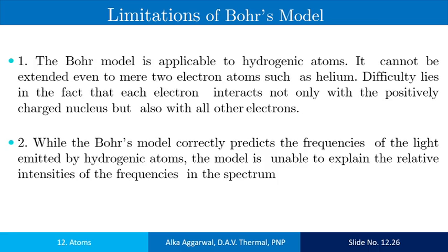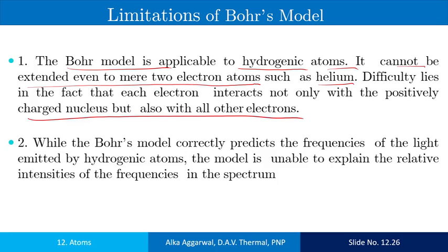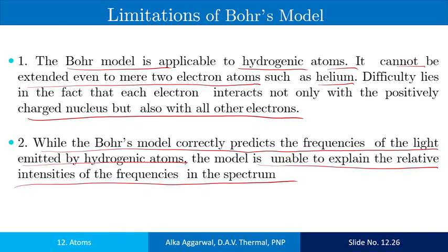Now the limitations of the Bohr model. The Bohr model is applicable to hydrogen atoms only. It cannot be extended even to two-electron atoms, that is, to helium. The difficulty lies in the fact that each electron interacts not only with the positively charged nucleus but also with the other electrons. While Bohr's model correctly predicts the frequencies of the light emitted by hydrogenic atoms, it is unable to explain the relative intensities of the frequencies in the spectrum.